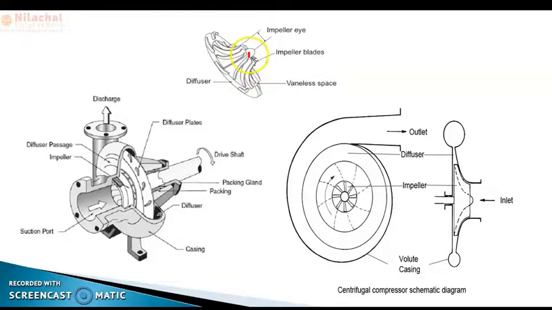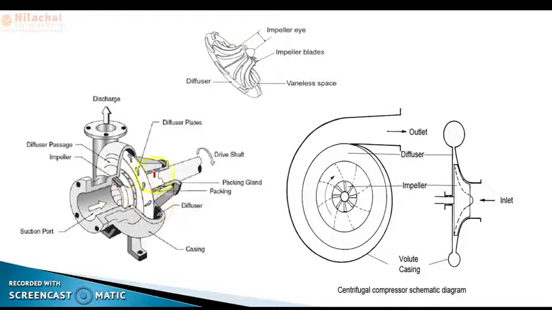Here you observe the impeller blade, the area gradually increases from inlet to outlet. As the area increases, what will happen? Negative pressure will develop, so that the low pressure vapor refrigerant is sucked in between the blades. That's why the construction is like that.